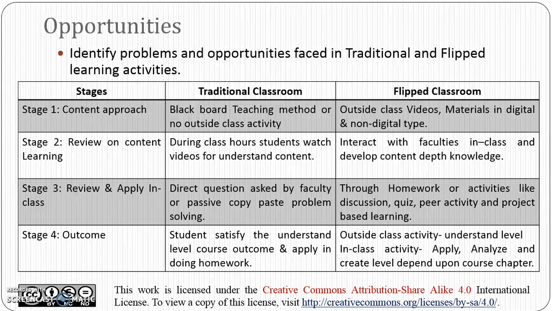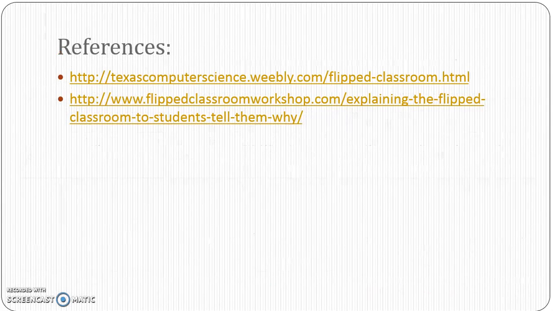What is the outcome of these two classroom techniques? In traditional teaching, students are satisfied up to the understand level in outcome-based education, whereas in a flipped classroom students think out of the box, so they can apply this knowledge to real-time scenarios. They may analyze current industrial problems and how the solution may change the industrial environment too. Like that, they will think out of the box. So these are all the references.